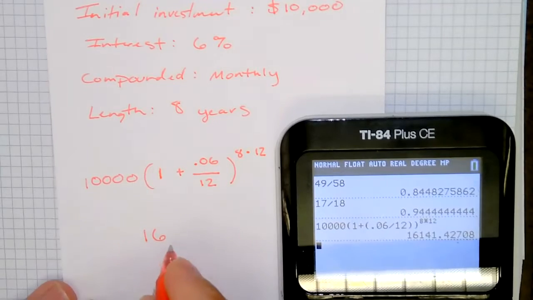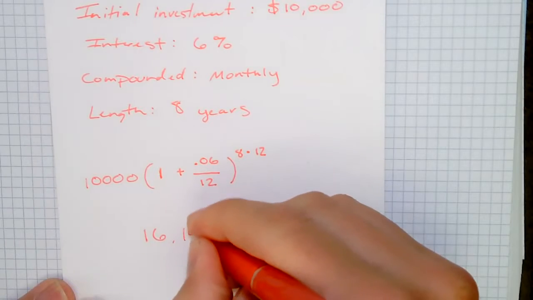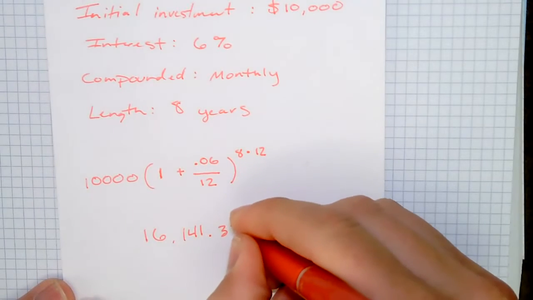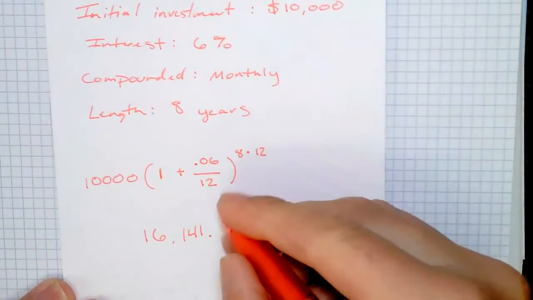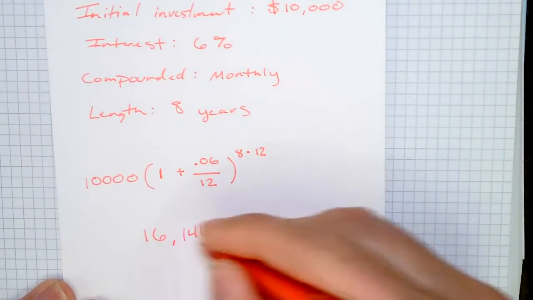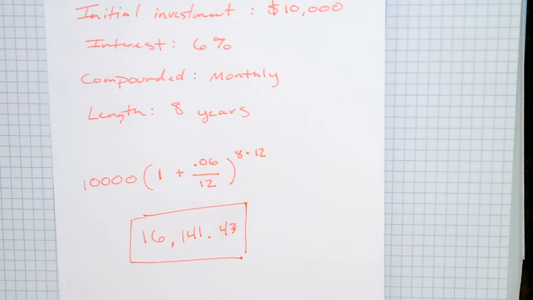So $16,141.43. That is how much we have after 8 years.